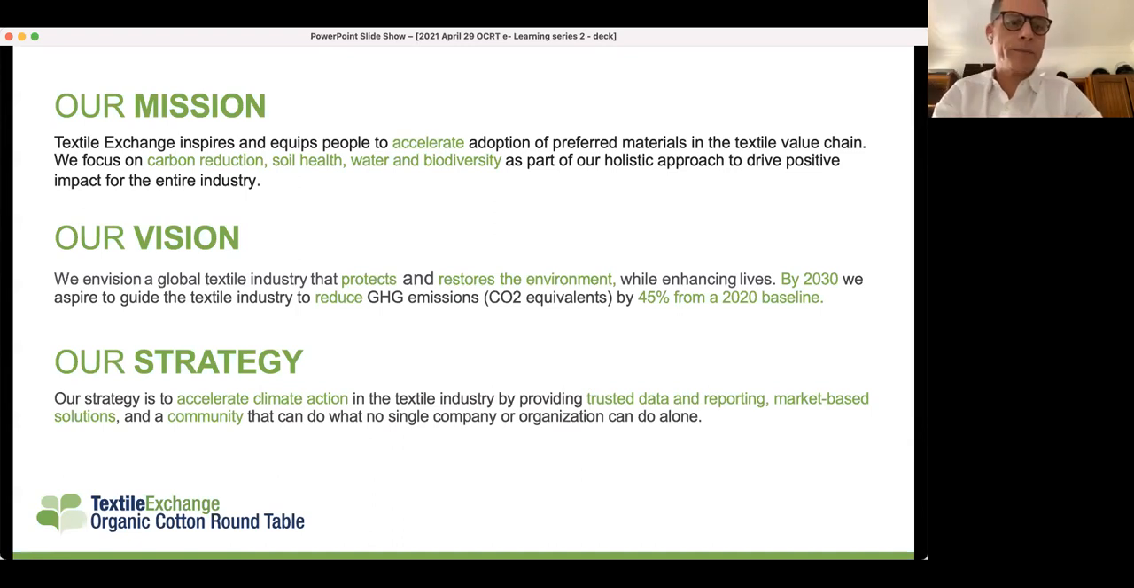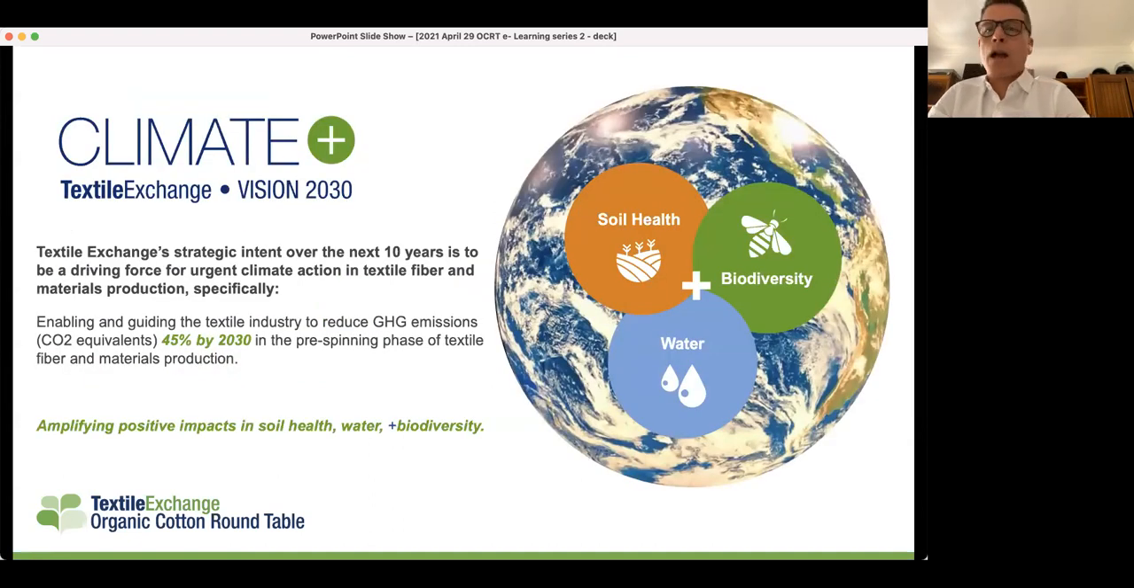Next slide, please. Climate Plus, Textile Exchange vision from now until 2030. We create a 45% goal of greenhouse reduction. It's imperative that we take proactive action to really protect and restore the environment, to protect and restore soil health, biodiversity, and water in a collaborative way. It's about amplifying the positive impacts that we can have on our planet.